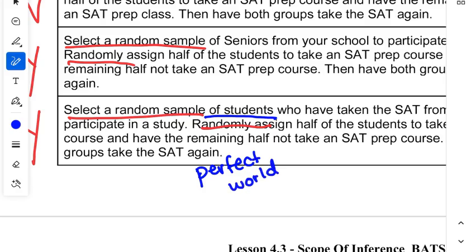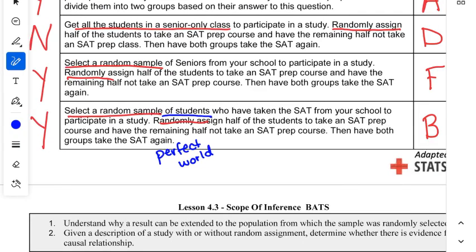Whenever you randomly assign and randomly sample, so it was yes and yes, the results apply to the entire school. And you can do causation with yes and yes. Causation. So it's a cause and effect relationship.